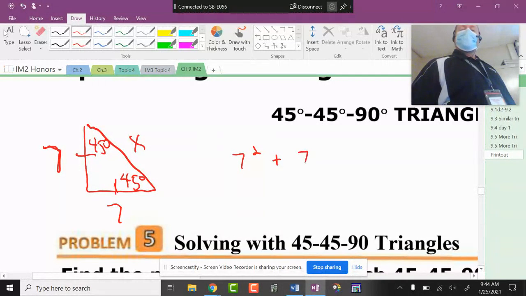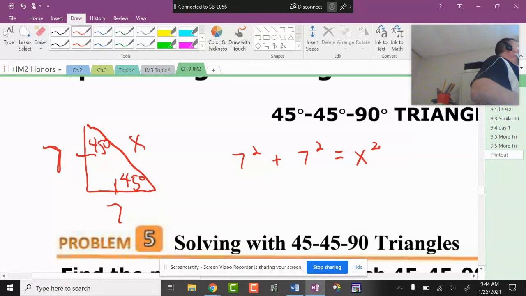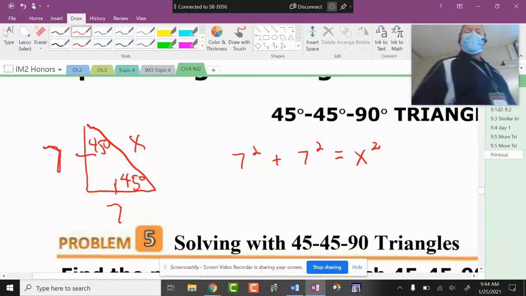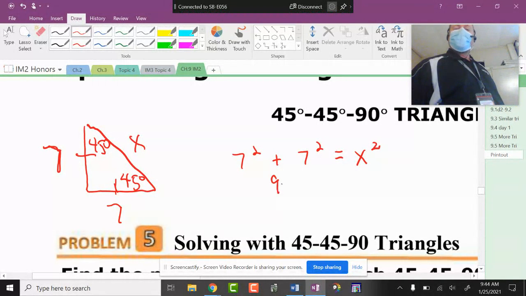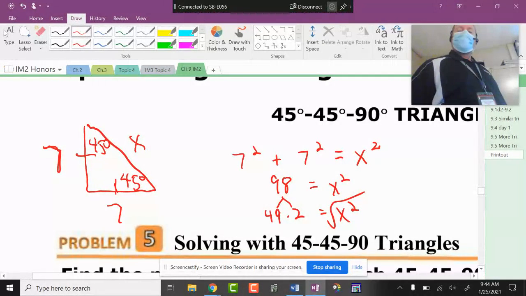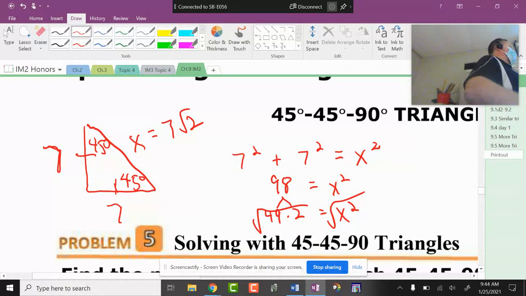So what's true about the Pythagorean theorem is the two legs squared, that sum is equal to the hypotenuse squared. 7 squared is 49. 49 plus 49 is 98. Lo and behold, 98 is 49 times 2. And when I square root both sides, this becomes 7 root 2. Square root of 49 is 7, root 2 stuck in jail.